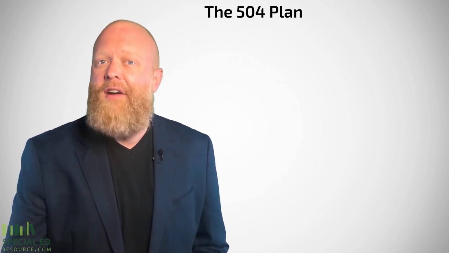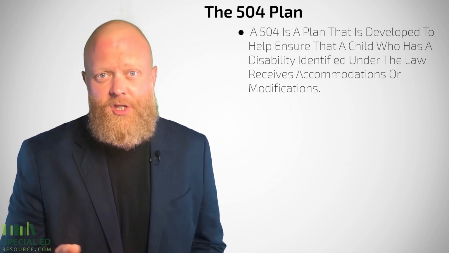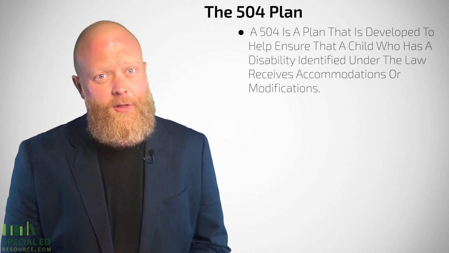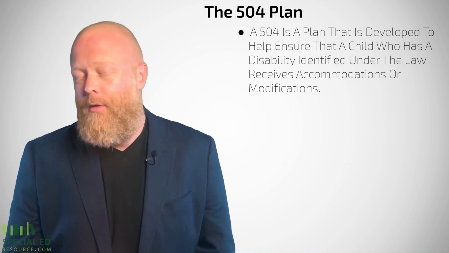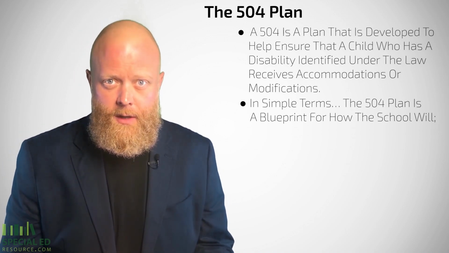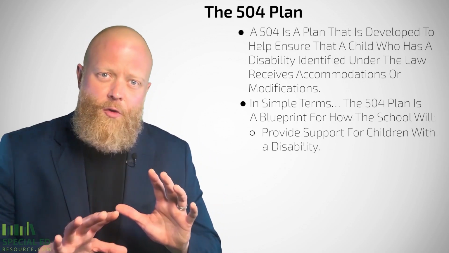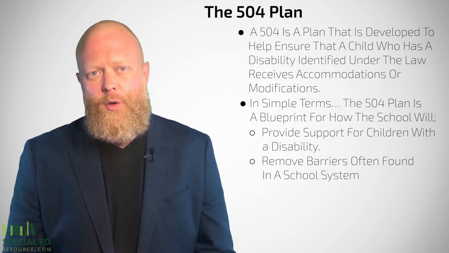Let's dive in and help shed some light on a couple more special education acronyms, the 504 plan and the IEP. Let's start by defining the two terms we'll be discussing. First, the 504 plan. A 504 is a plan that is developed to help ensure that a child who has a disability identified under the law receives accommodations or modifications. In simple terms, the 504 plan is a blueprint for how the school will provide support for children with a disability, removing barriers often found in a school system.